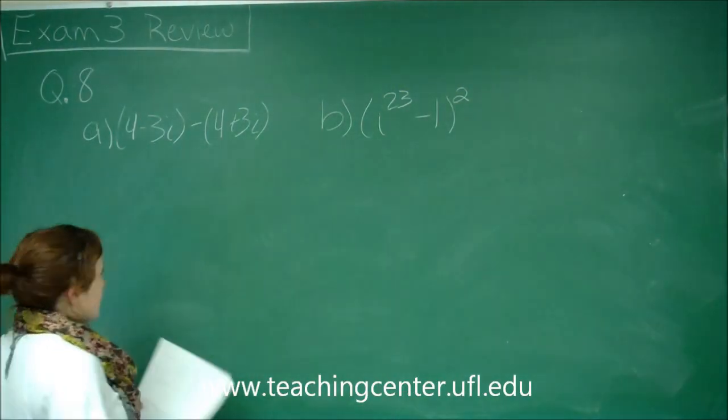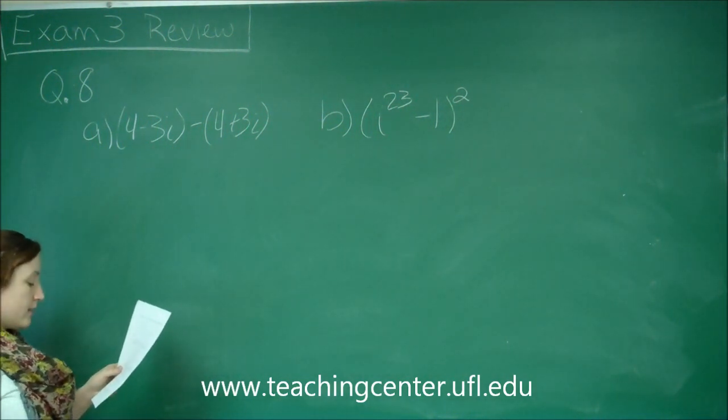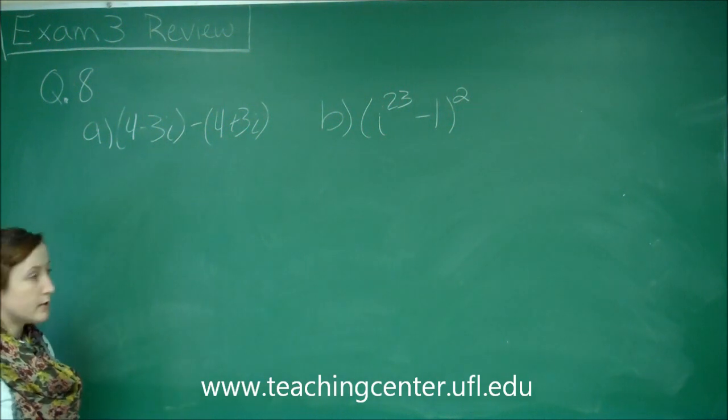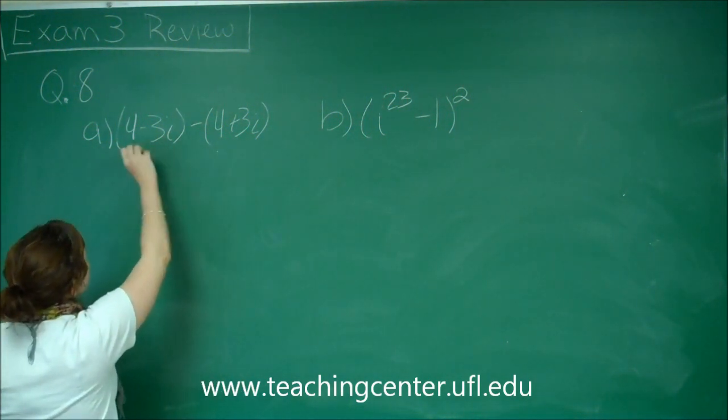So this is question number 8, and these are the first two parts. So 8 just wants us to perform the indicated operations and then to write our answer in standard form. So we're going to be subtracting 4 plus 3i from 4 minus 3i.